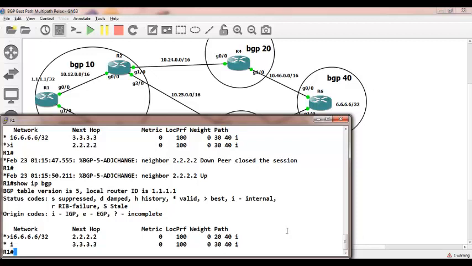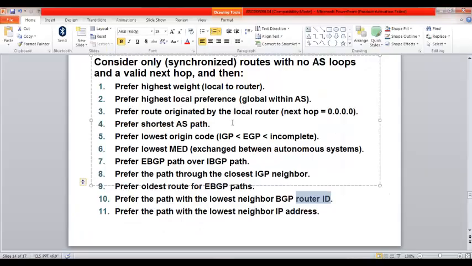It's okay. Now we have the same number of hops. There is no shortest AS path. Let's start from the beginning. Weight is the same, tie. Local preference is the same, tie. MED is the same, tie. There is no local origin. Tie. Shortest AS path, origin code, MEDs, tie.